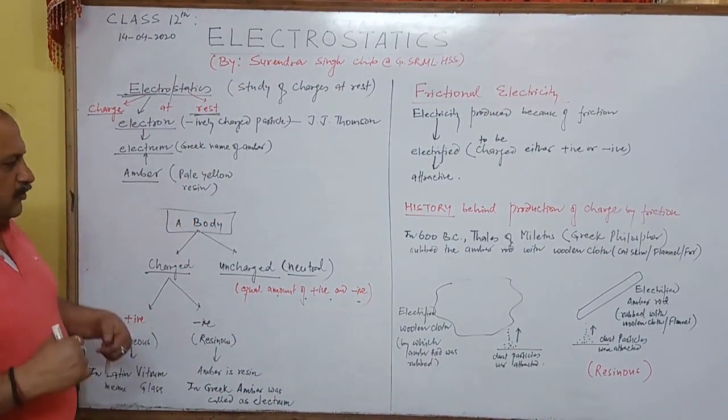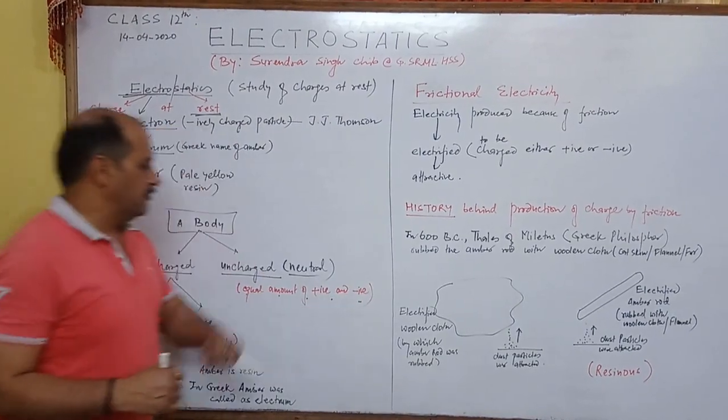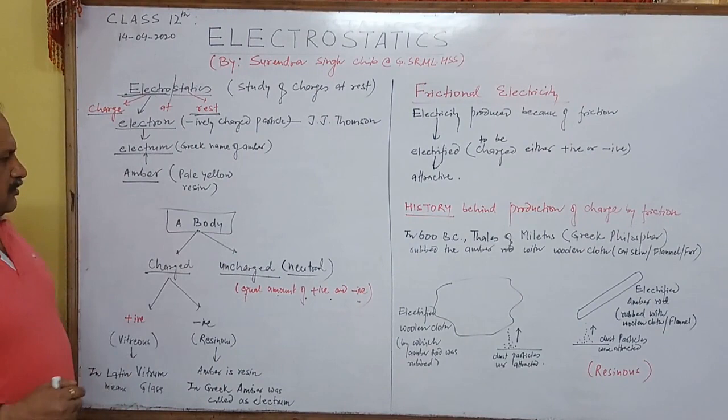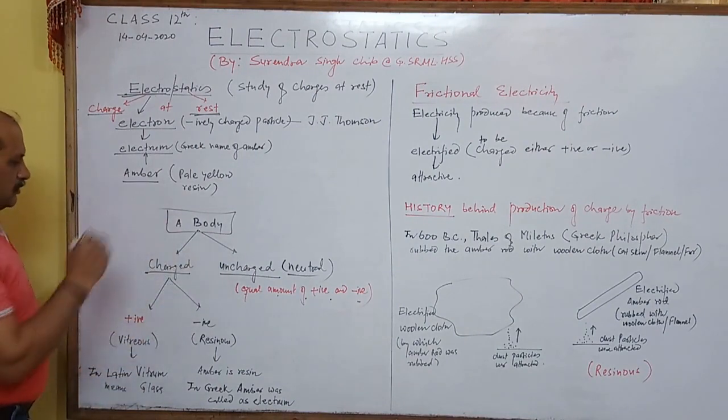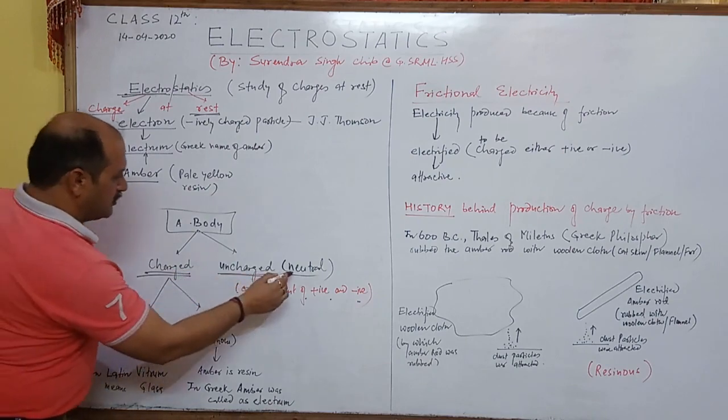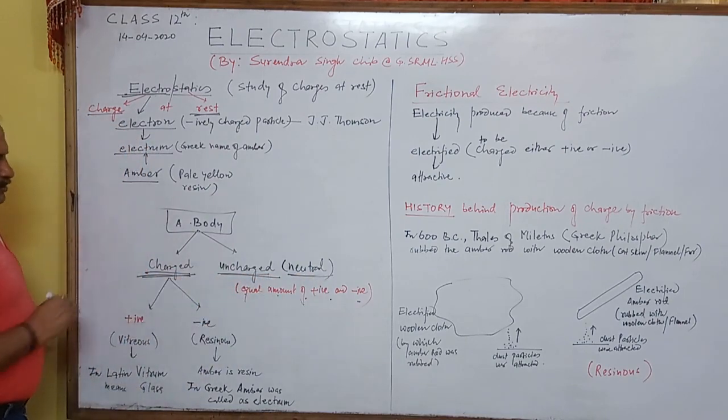Today we know we have two types of charges, positive and negative. But about 600 BC we did not know about these two types of charges. We will explain it later on. The body is of two types, charged and uncharged. Uncharged is neutral. Now, what are charged bodies?